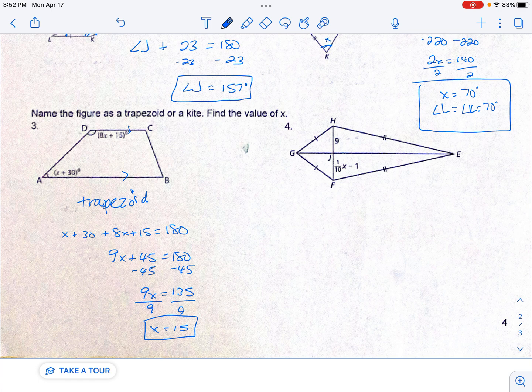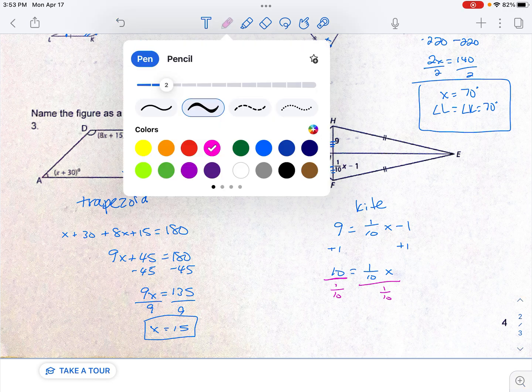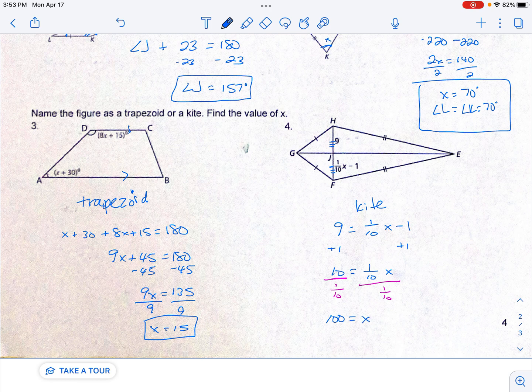Number 4, we have consecutive sides that are congruent. This is a kite. My side lengths here, these are going to be the same measure. So 9 equals 1/10 X minus 1. Now I know it's a fraction, but it's really not as scary as you think. I'm going to add the 1. I have 10 equals 1/10 X. Now remember, in order to get rid of a fraction, you're just multiplying or dividing depending on what you want. I'm going to go ahead and just divide it by 1/10. You can type that into your calculator. When you're doing it in your calculator, do 10 divide, then hit that fraction button in order to see what's going to happen there. And our answer ends up being 100.